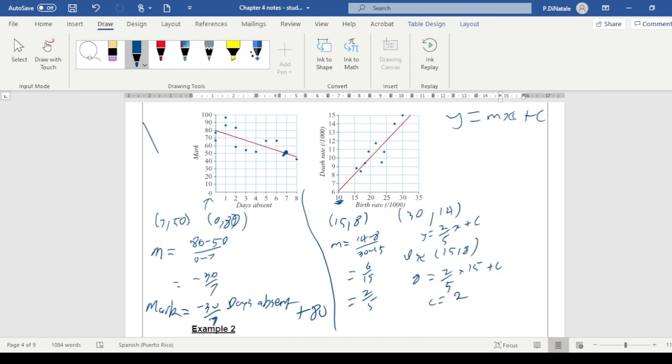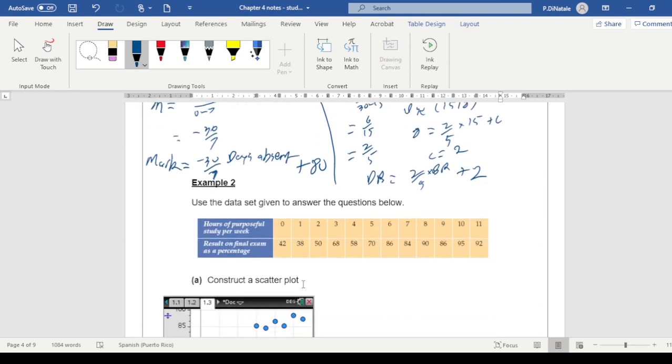And therefore my rule, and I'm going to write it in terms of the data that they give us. So death rate, I'm just going to put dr, death rate equals m, my gradient, 2/5 times my x, which is birth rate, r, plus my c, which is 2. And this is a positive gradient, and yes, I've got a positive gradient, just to confirm all that.